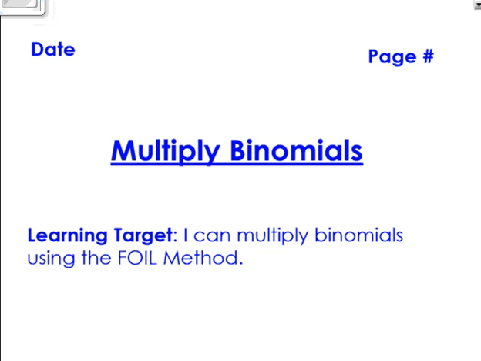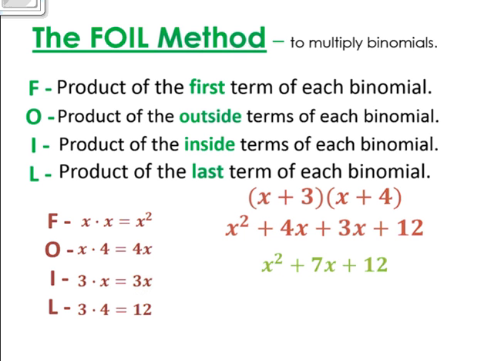You may want to write this slide down, but you don't have to. It talks about the FOIL method. You've probably heard of that before. Basically, all you're doing is distributing twice. So for example, if I had a question that only asked me what is 3 times x plus 4, I would distribute 3 and get 3x, and then distribute the 3 to the 4 and get 12. So I would get 3x plus 12 as my answer.